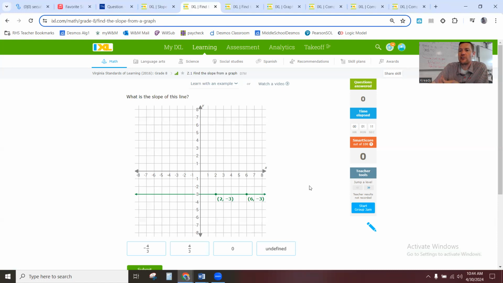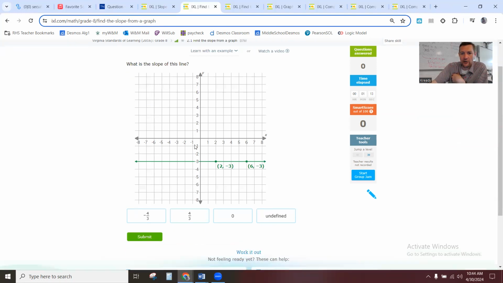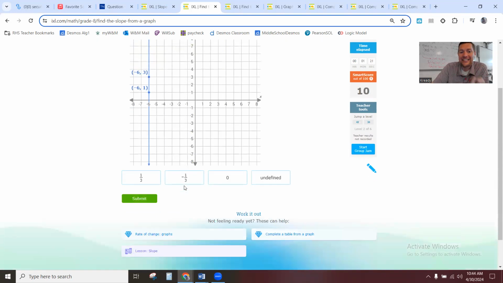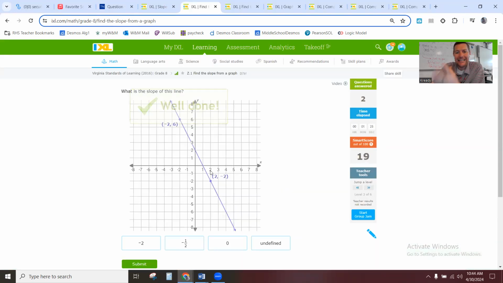Now, we got to figure out slope, right? This is a hill that has zero slope. So it's positive, negative, zero, or undefined. If it's flat, it's zero. If it's not, it's undefined. We can do rise over run if we need it. Got to know those two.